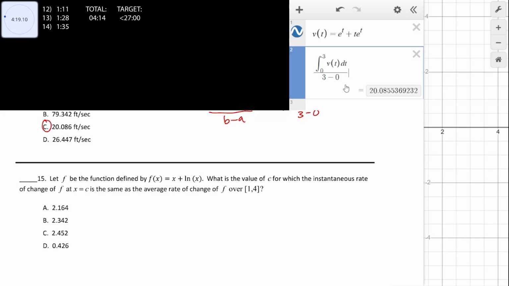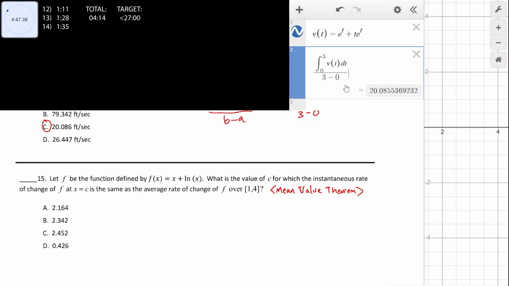Number 15 says, let f be the function defined by x plus the natural log of x. What is the value for c for which the instantaneous rate of change of f at x equals c is the same as the average rate of change of f over the interval from 1 to 4? So this is referring to something called the mean value theorem, which is going to guarantee that that point even exists in the first place.